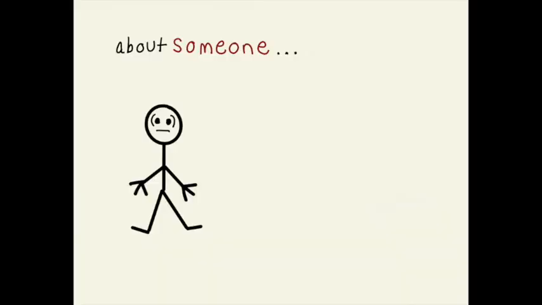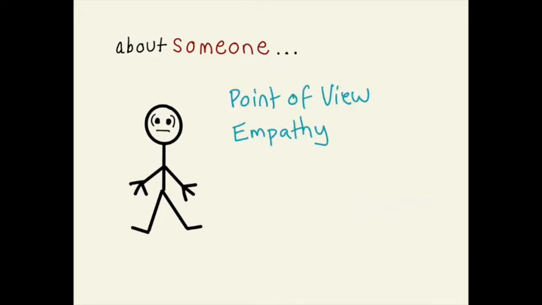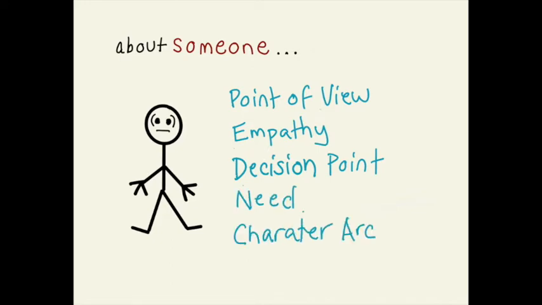Sometimes you write a first draft thinking it's a story about one particular character, but you discover along the way that a different character is actually the one taking action and making decisions and changing as a result. The feedback on your script might reveal that a different character from the one you thought is the one the audience actually cares about and identifies with. So this someone in the definition is linked to all sorts of other definitions that we'll explore later in the class, like point of view, empathy, decision point, need, character arc, and a bunch more.